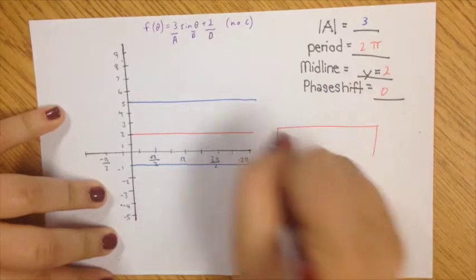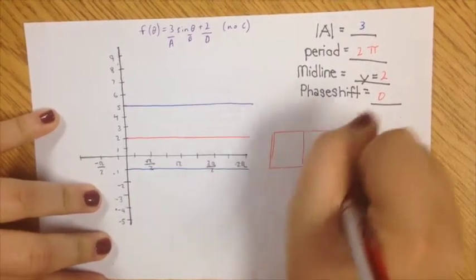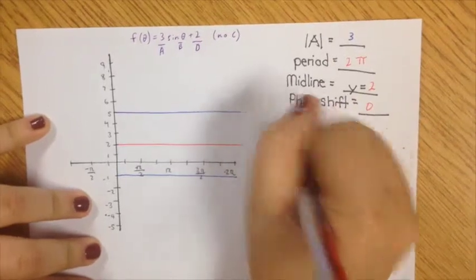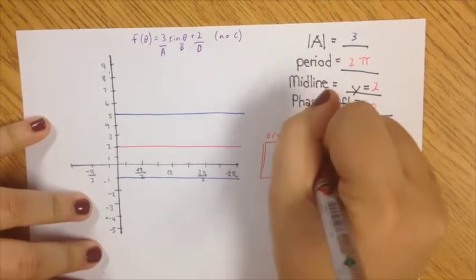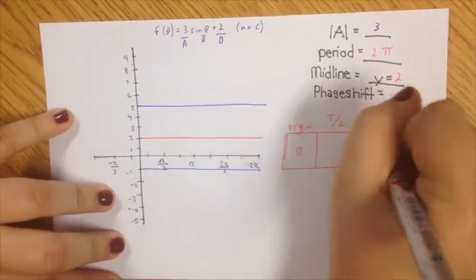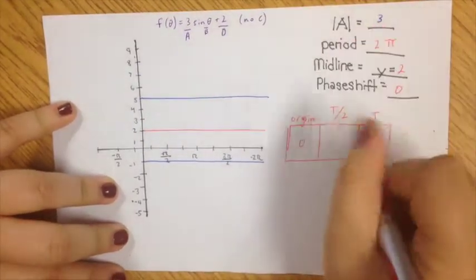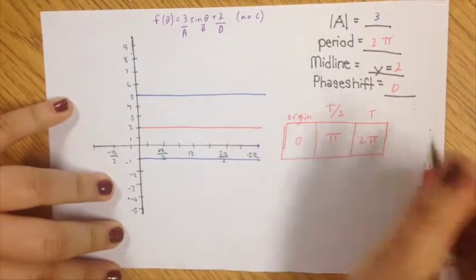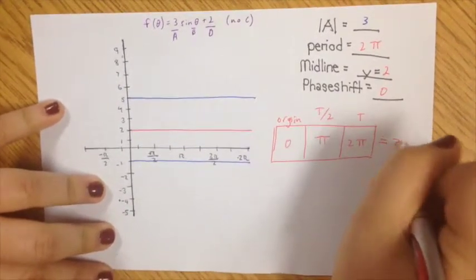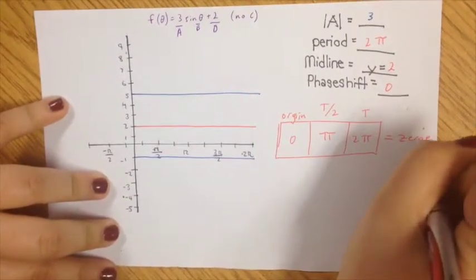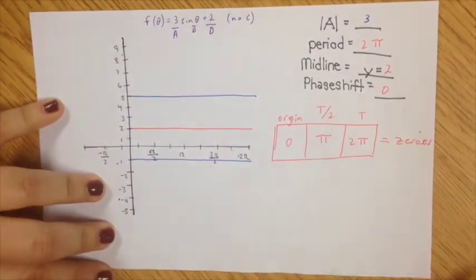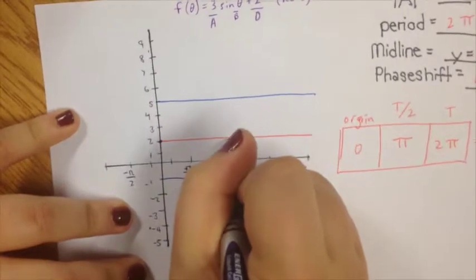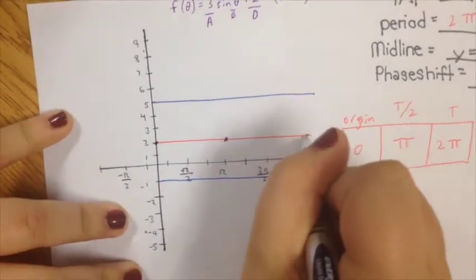So then we're going to make our table with 3. So this is going to be our origin, spelled wrong. And this is going to be our period over 2, and this is going to be our period. So our period is 2 pi, so our period over 2 is going to be pi. So these are all our zeros, since this is a sine graph. So we're going to graph our zeros at the origin, at pi, and at 2 pi.